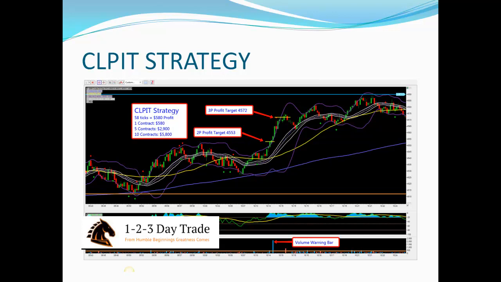But anyway, the conclusion of this trade: the 3P profit target was run, and you can notice that this particular trade is about 10:15. You came in at 9:31, 9:32, and it's 10:15. So you're looking at about 45 minutes of trading, and you made $580 for every contract you put on. Now, if you had 5 contracts trading in this, you made $2,900. And if you're fortunate enough to work your way up to 10 contracts, this particular trade was worth $5,800.